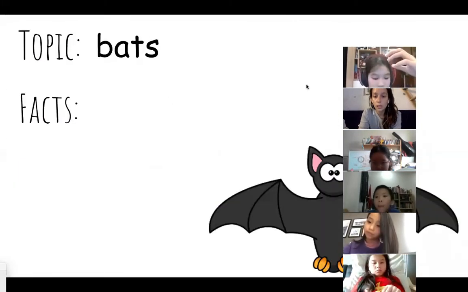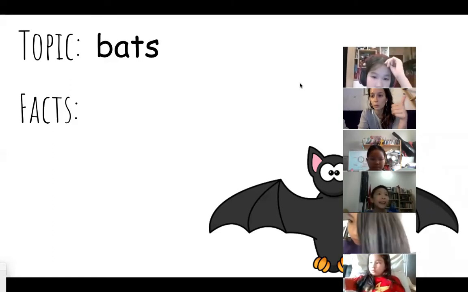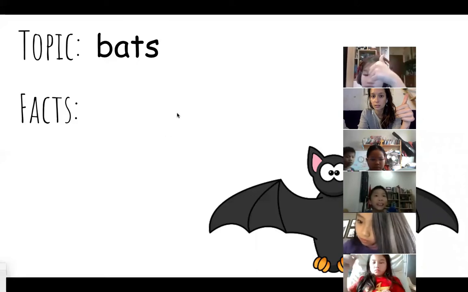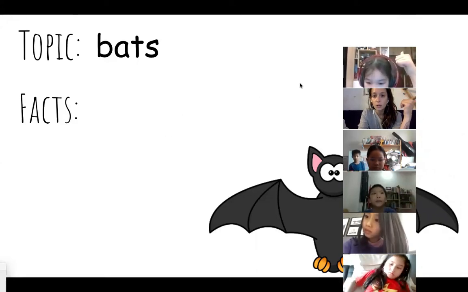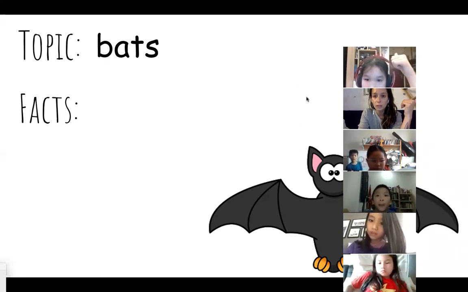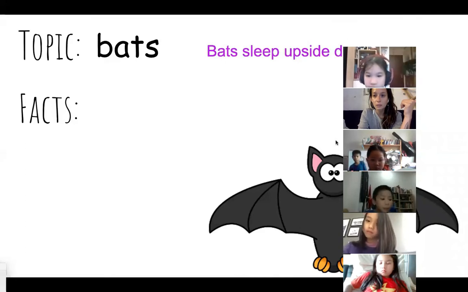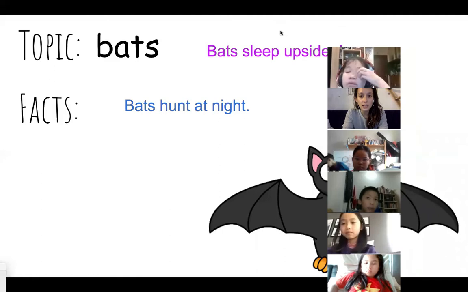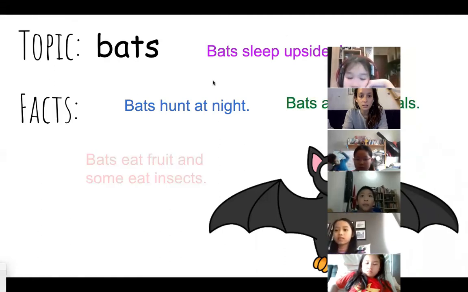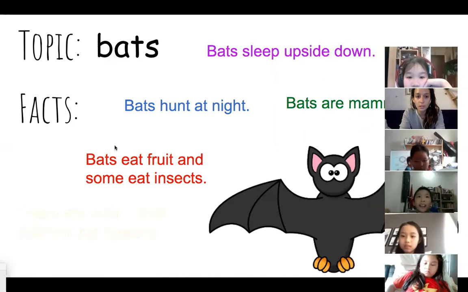So remember, everyone wrote a fact about bats and we voted yesterday? Who remembers? Any thumbs up if you remember. So our facts were: bats sleep upside down. Bats hunt at night. Bats eat fruit and some eat insects.